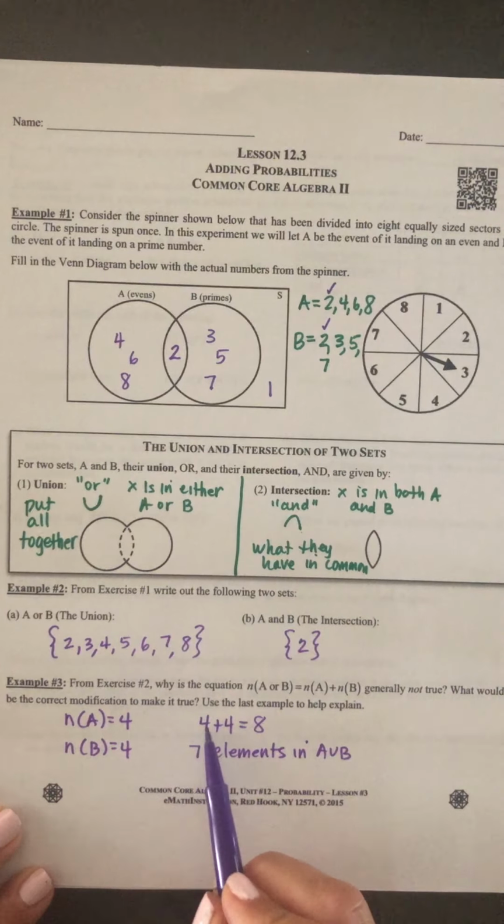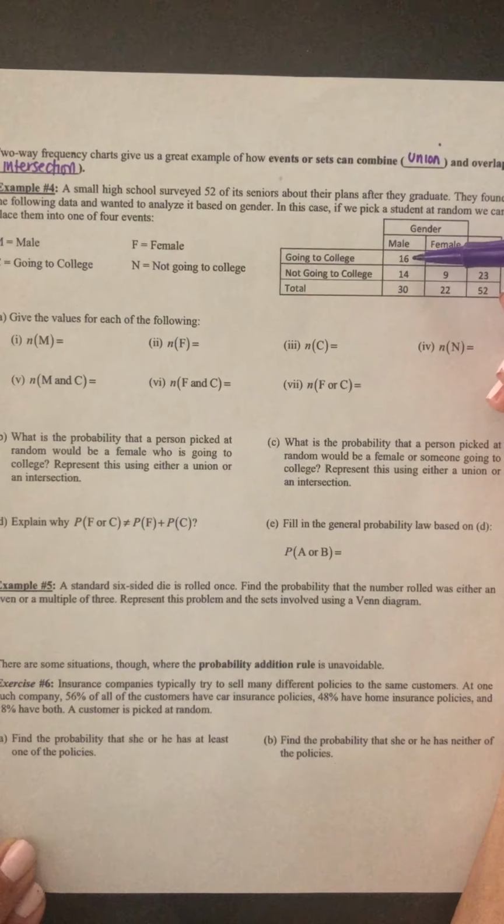So as far as going to college, 16 male are, 13 female are. So 29 are going to college, okay? Not going to college, 14 males, 9 females. That adds up to 23, okay? So 29 kids are going to college, 23 are not. So 52 total this way. If we look at the gender, we had 16 males going to college, 14 males not going to college.